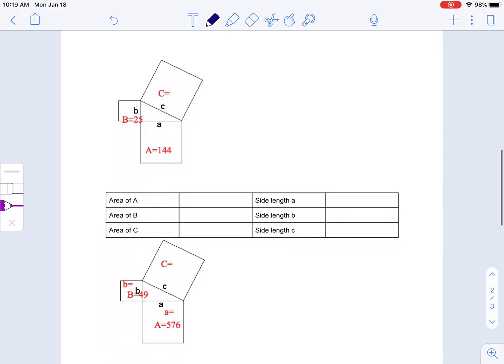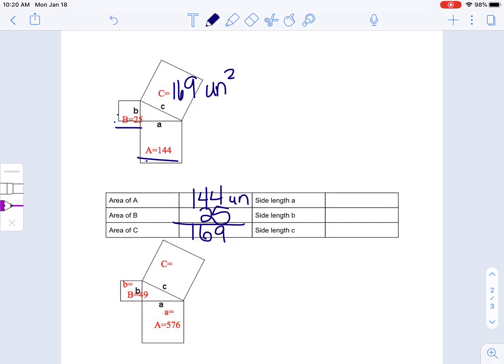Let's try another one. The area of this square is 144 square units. The area of square B is 25. That's given. These two are given. So if we add the two smaller squares, 144 plus 25 is 169. So we know that the area of square C is 169 units squared. We don't know what unit of measurement we're using, so I'm just going to use the word units. So area is always squared.